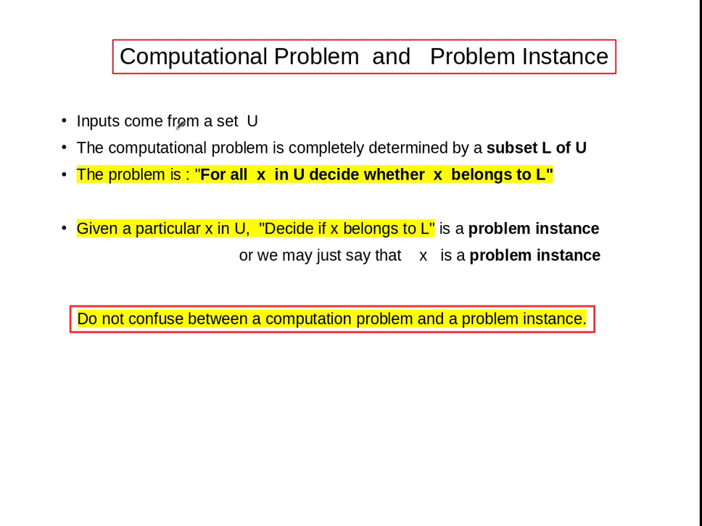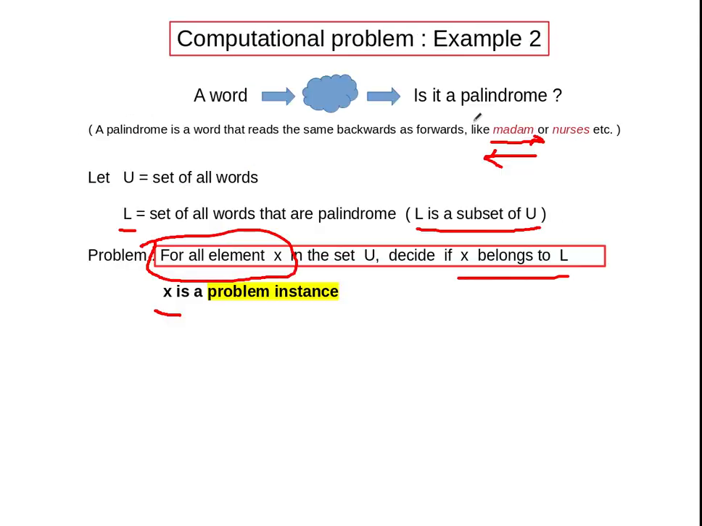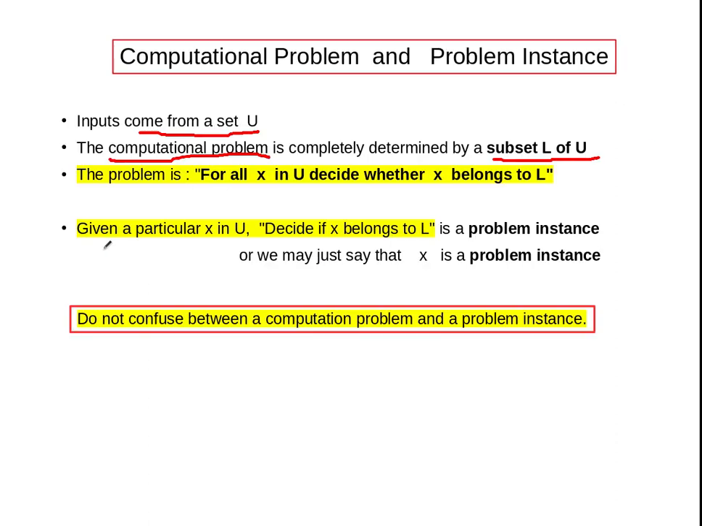So again, to summarize what we saw in the previous two examples, the inputs are coming from some set U, and the computational problem is completely characterized by some subset L of U. If you see, this problem is completely captured by this set L, so they are interchangeable. We can switch between this L and the problem.